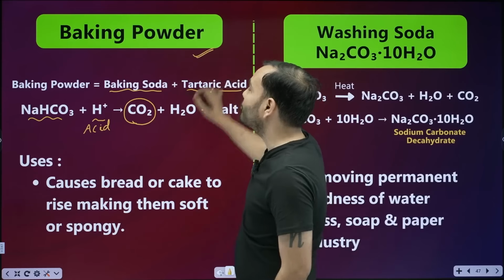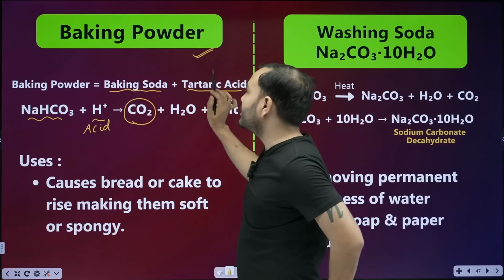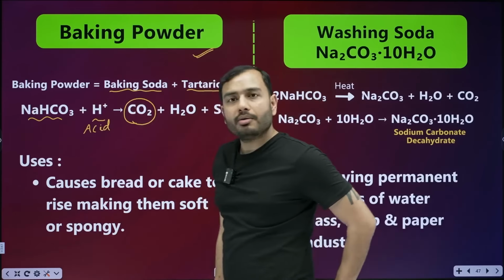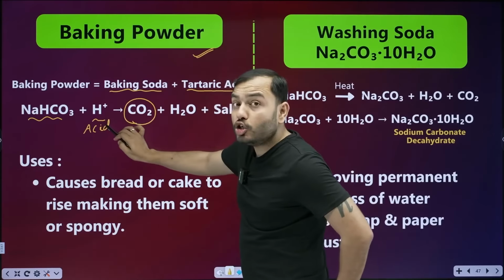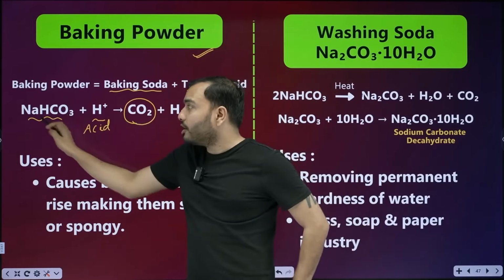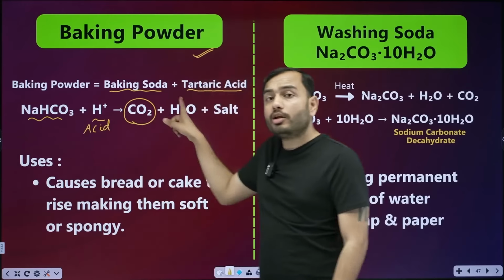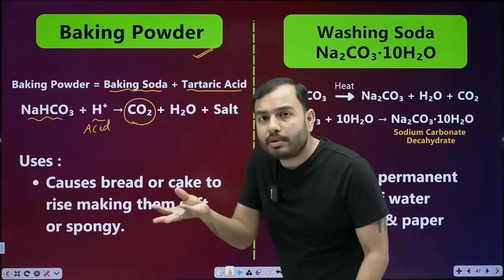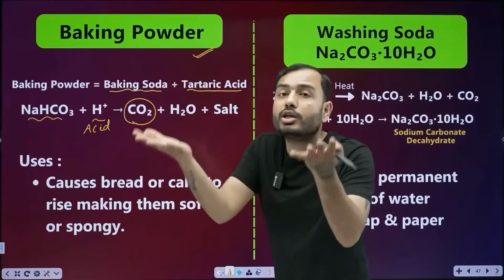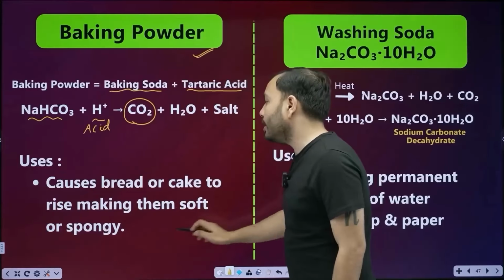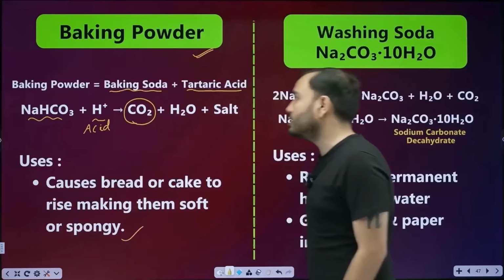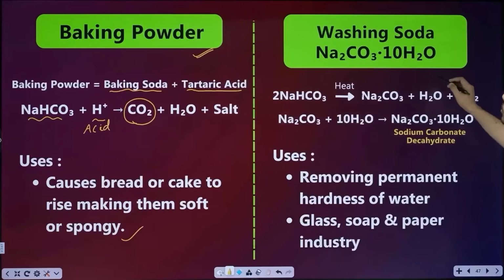Because of baking powder. How? You added tartaric acid in baking soda. It formed baking powder. What comes from tartaric acid? Acid, H plus. The reaction of acid and metal bicarbonate releases what? Carbon dioxide. The same carbon dioxide, beta, gets trapped in cake, causing it to puff up. It causes bread or cake to rise, making them soft and spongy. That is all about it. Washing soda.